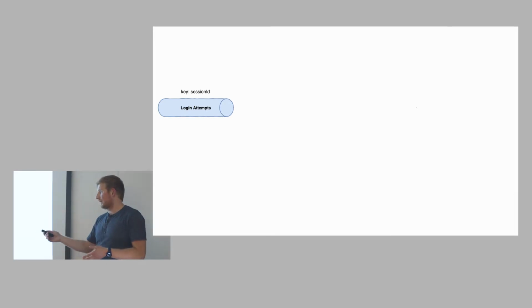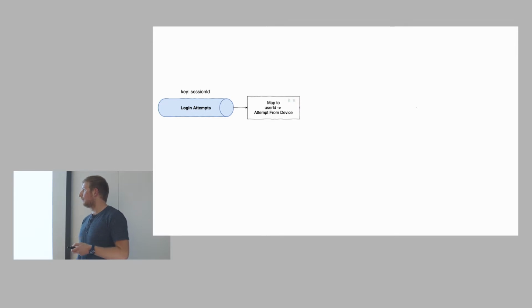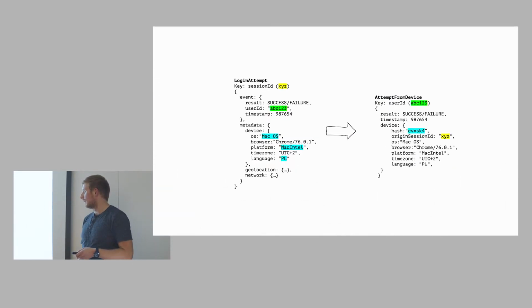So we are again starting from login attempts, and the first thing we need to do is to convert our message a bit, and we are using map operator in order to do it. So map operator is converting one form of the object to another, and it's lifting and shifting few properties. As you can see, we have just set a new key for this attempt from device, which is a temporary name for this kind of event.